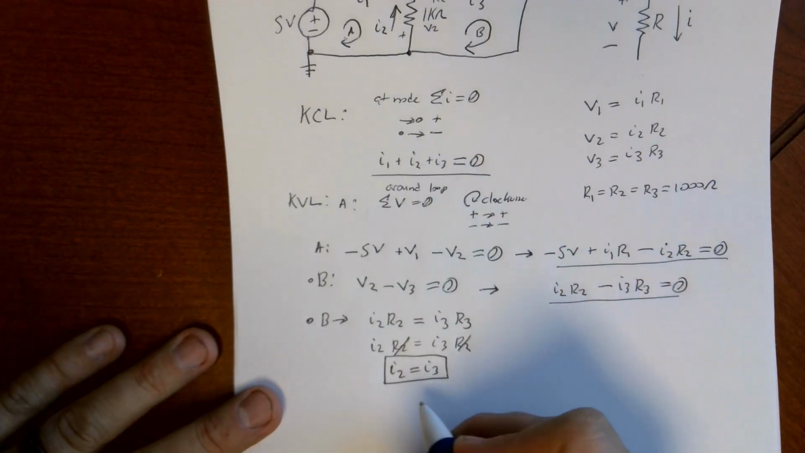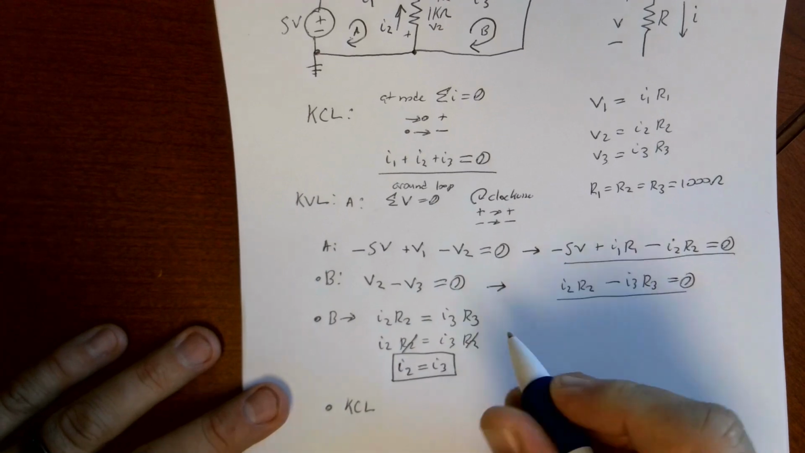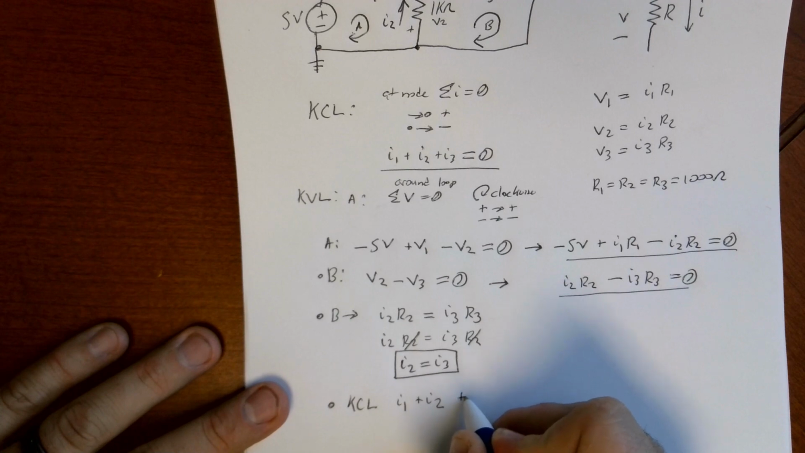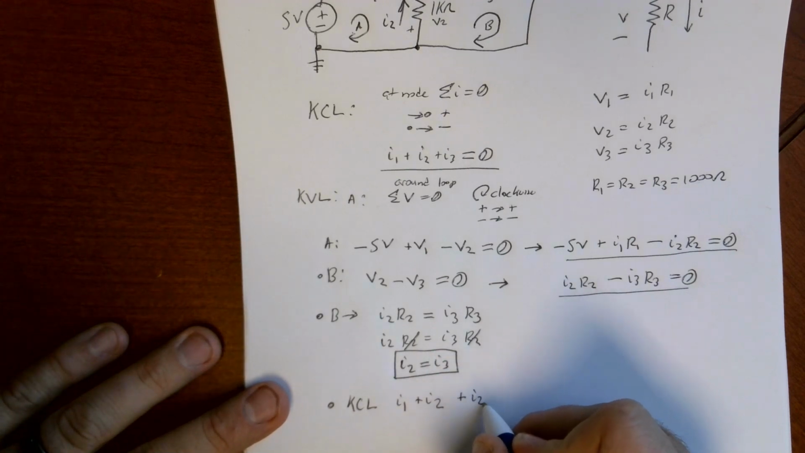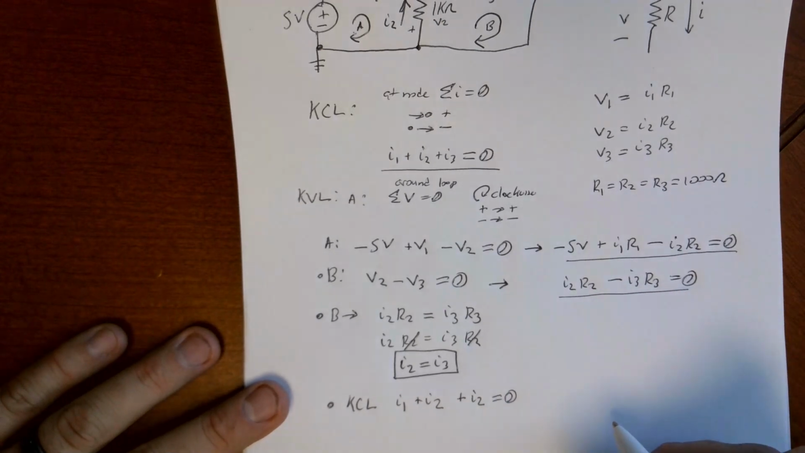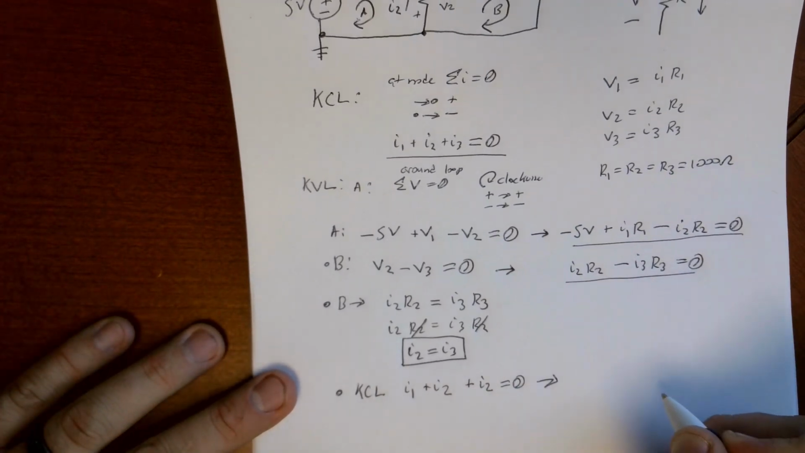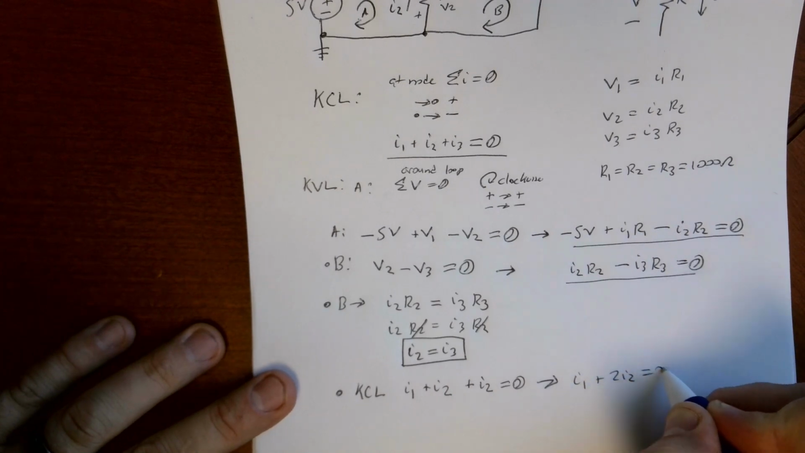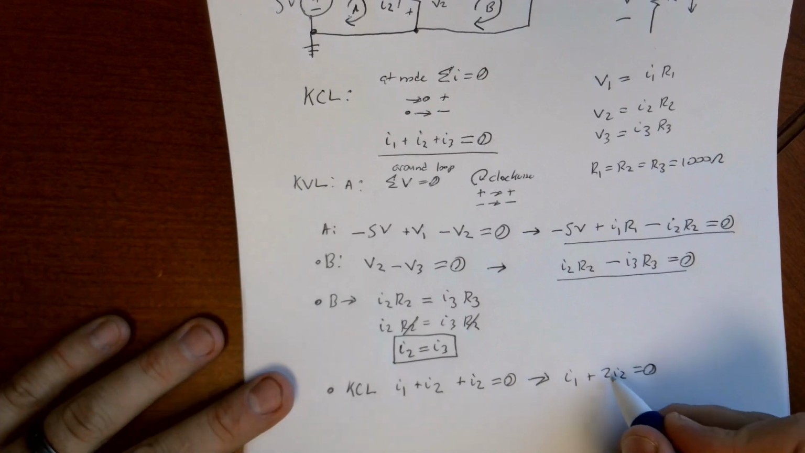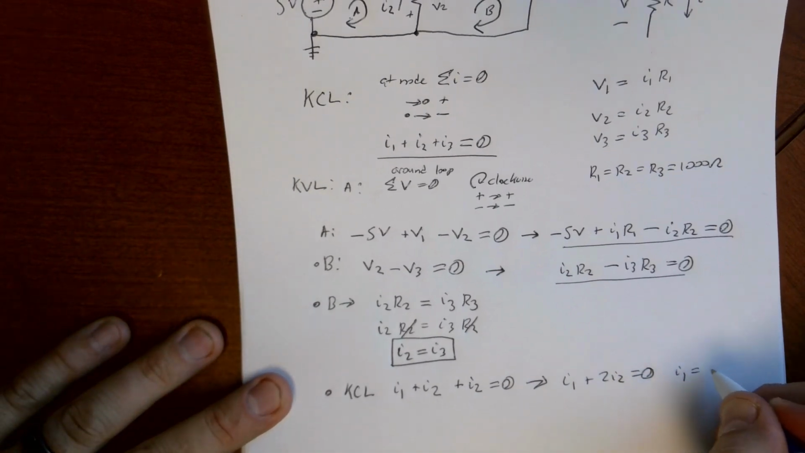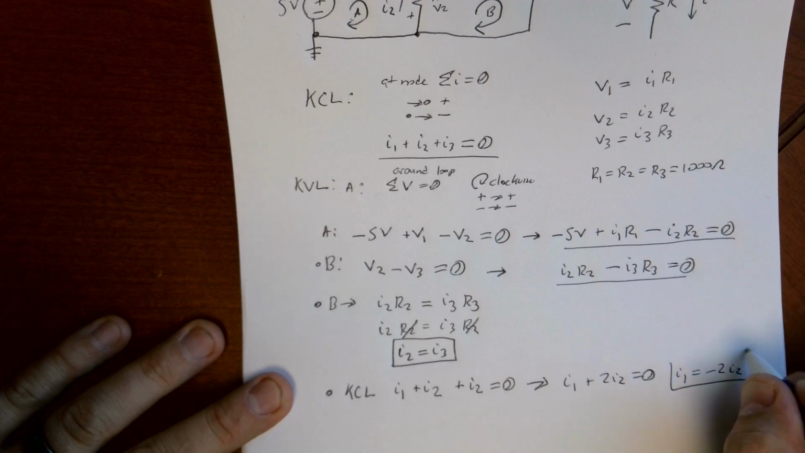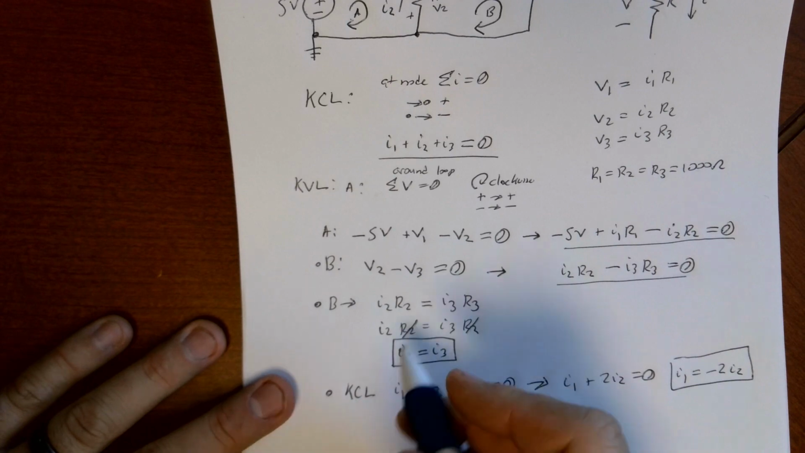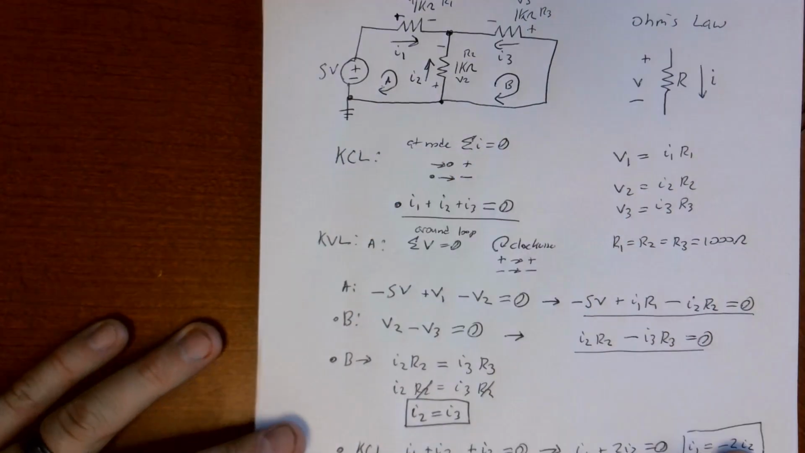So I can now say with KCL that I1 plus I2, instead of I3, I can substitute and just write I2 again, and that's going to be equal to 0. So you understand there? And now we can rewrite that as I1 plus 2I2 is equal to 0. Then we can move this over to the other side, so we get that I1 is equal to minus 2I2. You get a second relation. So now we've used our KCL equation up.